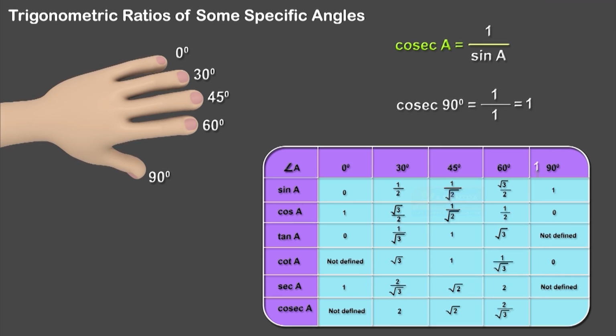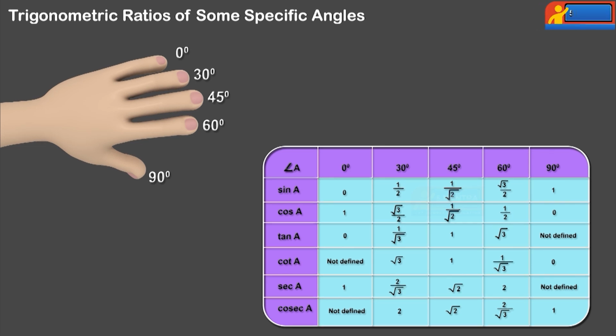There is one more trick to remember the cosecant values. Write the values of secant 0 degree, secant 30 degree, secant 45 degree, secant 60 degree and secant 90 degree in reverse order and get the values of cosecant 0 degree, cosecant 30 degree, cosecant 45 degree, cosecant 60 degree and cosecant 90 degree respectively.